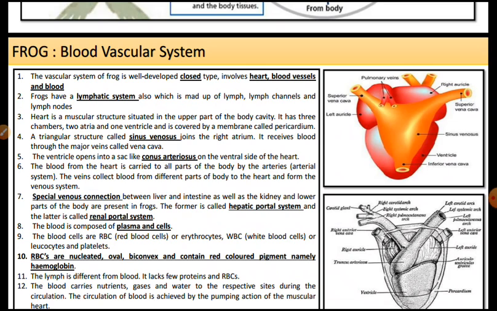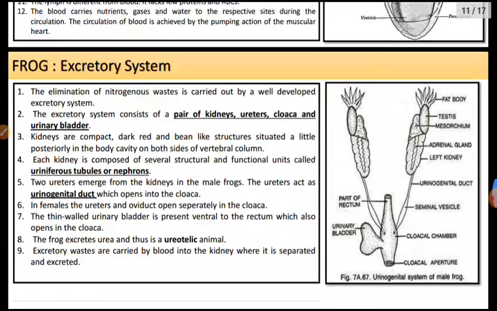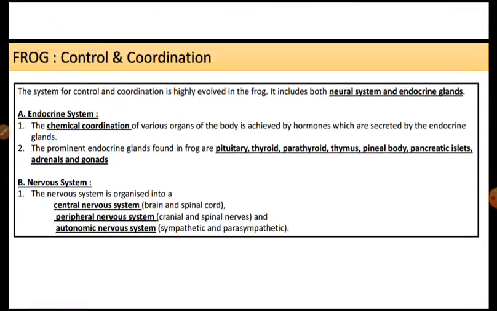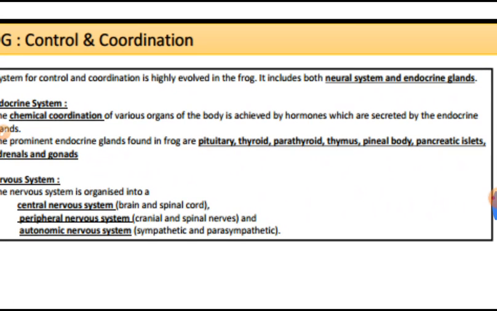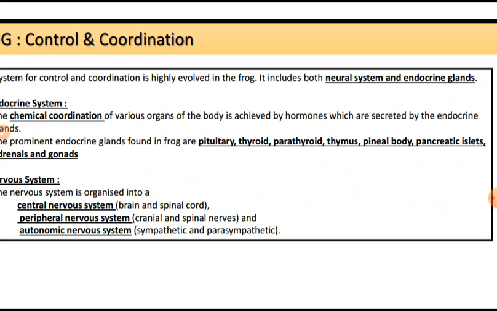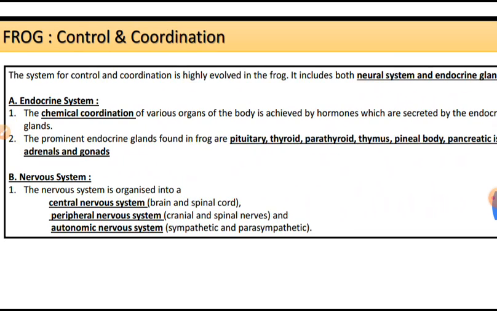Next we'll see the chemical coordination, control and coordination, and nervous system. The control and coordination in frog is much more evolved than in other lower vertebrates. It includes a neural system and endocrinal glands. That is, it is divided into two systems, endocrinal system and nervous system.